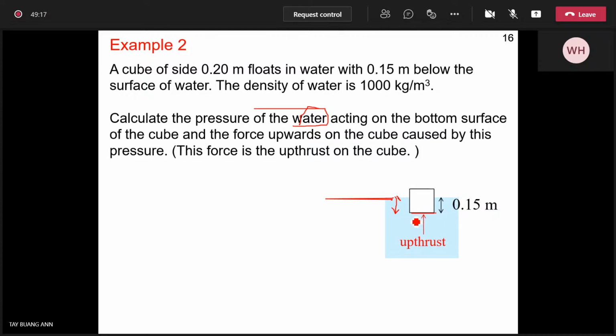If you want to calculate the pressure at this level, you need to know the height of water, because the weight of this much water will produce a pressure on this level. If you go deeper, there will be more weight. So up to this level, only 0.15, rho g h. That is the formula you use.